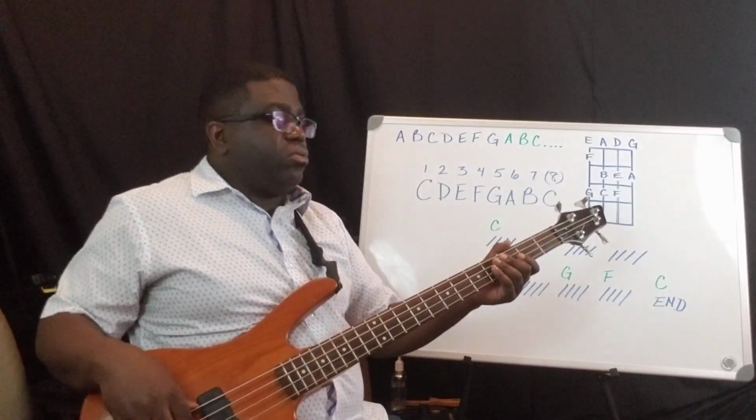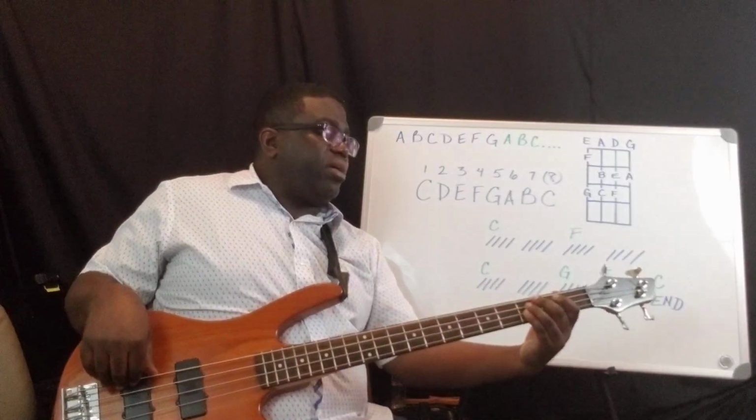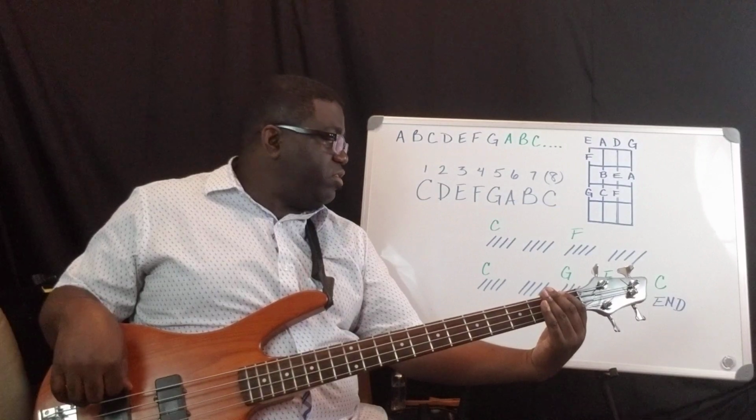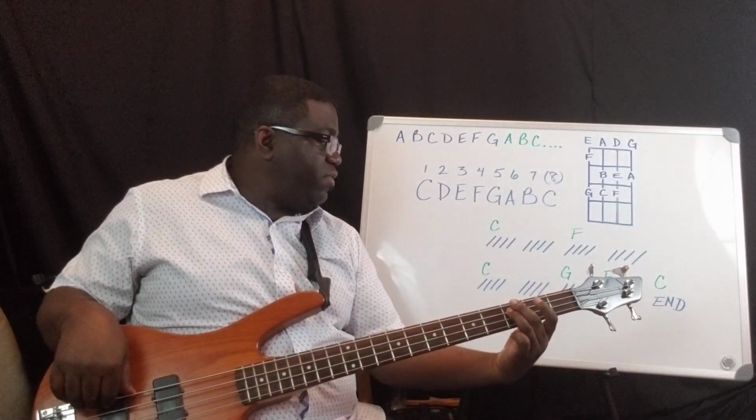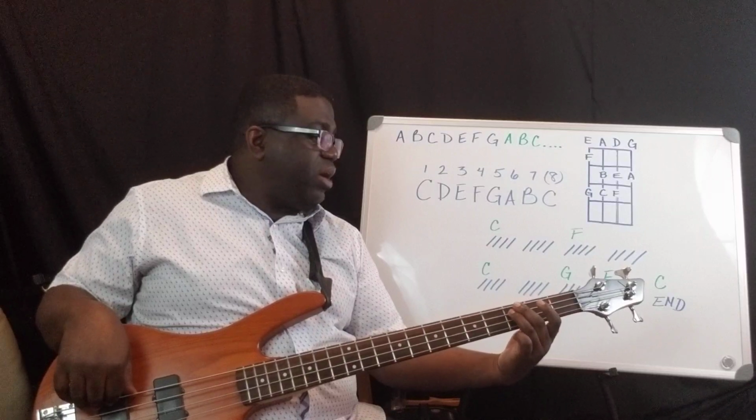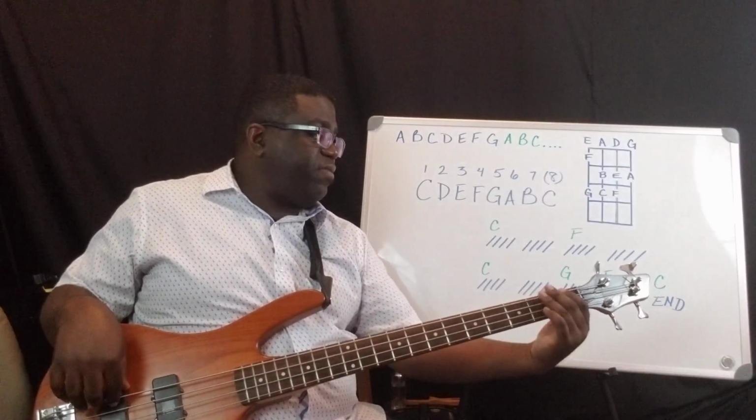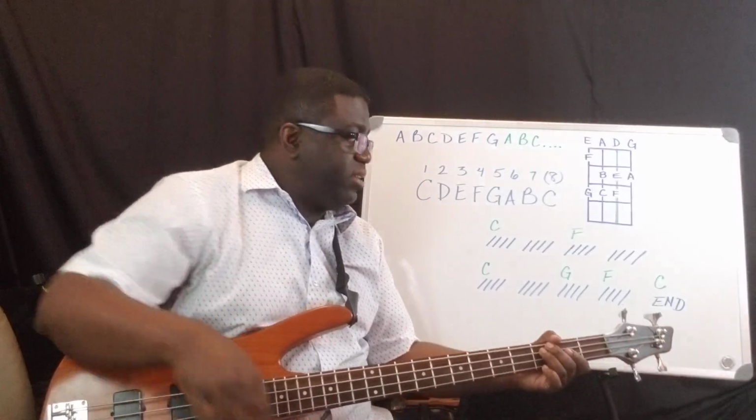1, 2, ready, go. C, 2, 3, 4. 1, 2. Now F. 1, 2, 3, 4 again. 1, 2. Back to C. 1, 2, 3, 4 again. Now we went to the G for 4. F. 2, 3, 4. C. 2, 3, 4, and then that's it.